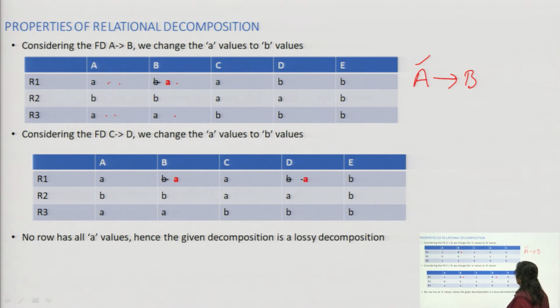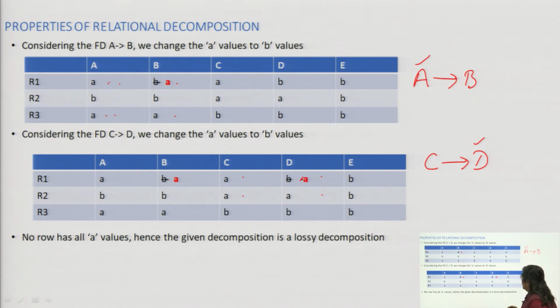Next, what do we have? We have the functional dependency C to D. So, let us check: rows R2 and R3 have the A value for the left hand side, which is C. So, what we will do is match the right hand side, which is D, on the A value. So, this becomes A over here.